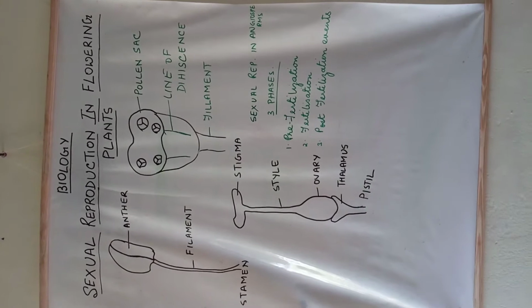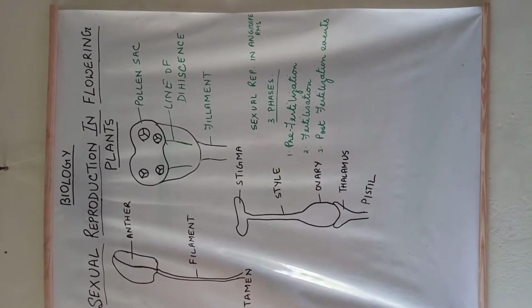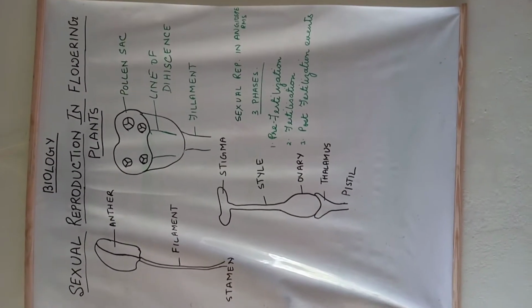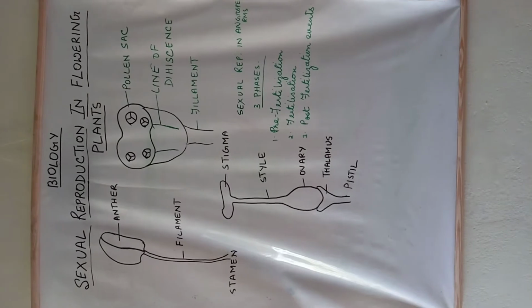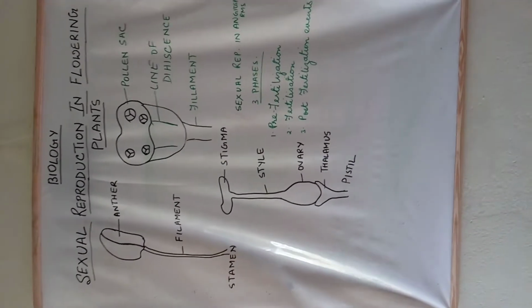Androecium is the male reproductive organ which consists of stamens. Gynoecium is the female reproductive organ which consists of the carpels where female reproductive units are formed.